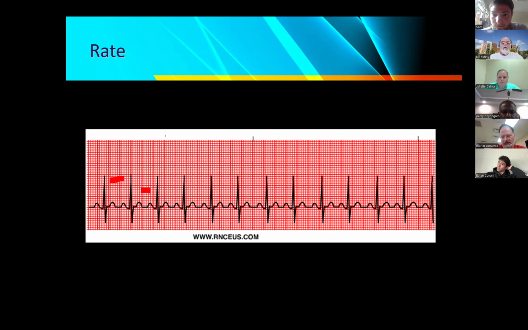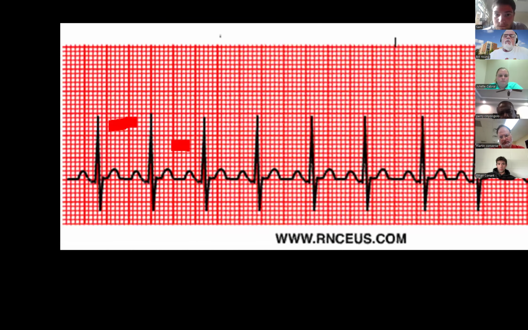Okay. P waves. Do the P waves look normal? Yeah, they look normal. Does every QRS have a P wave? Yes. Every P wave have a QRS? Yeah. Excellent. So far, you're batting 1,000. Thank you. So let's look at the PR interval here. Does it look to be within a normal width?